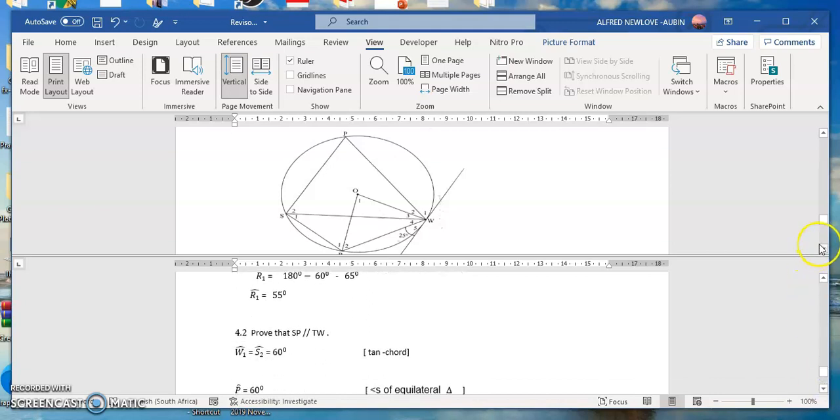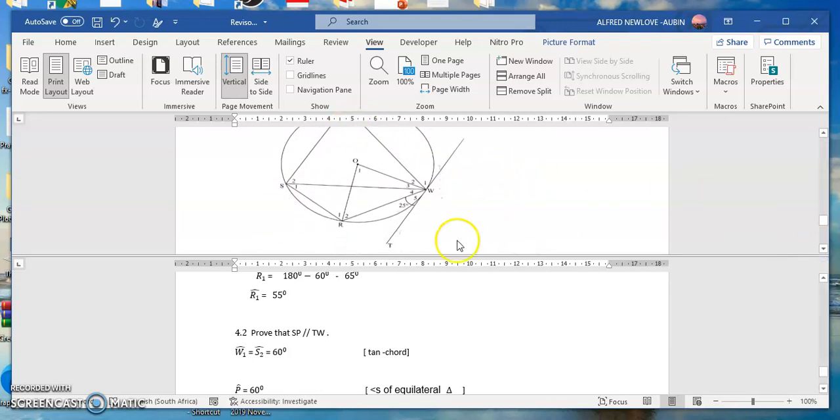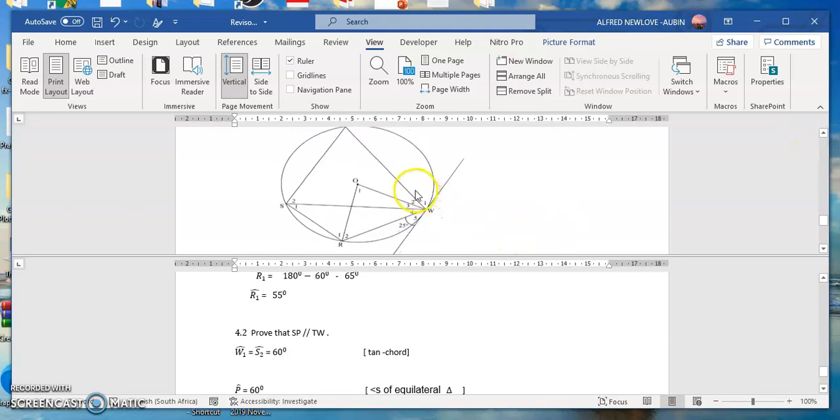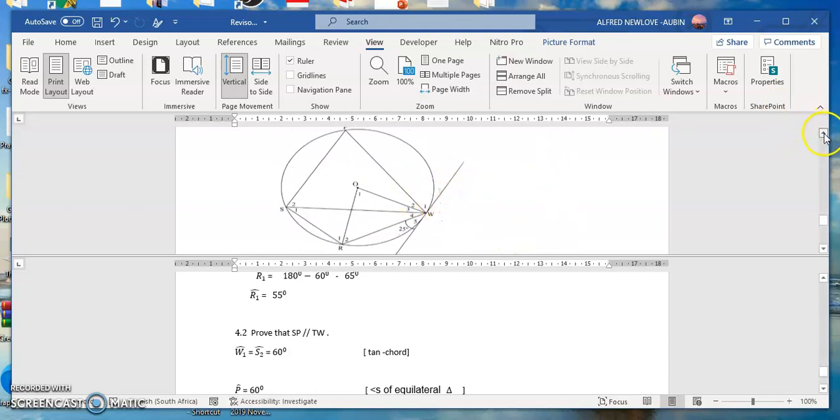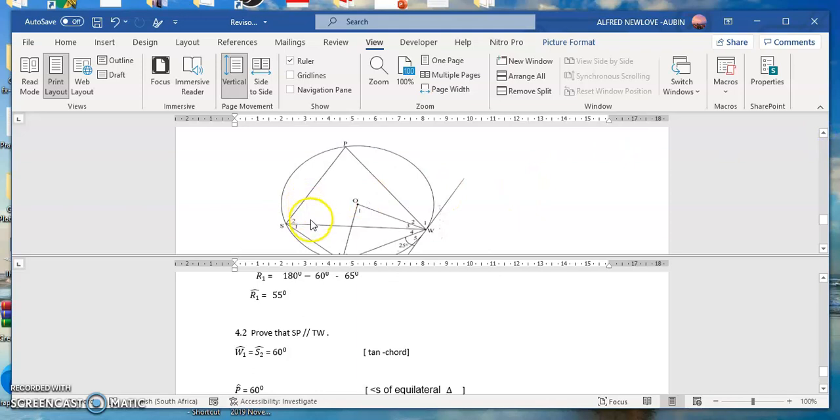Then the last question says, prove that SP is parallel to TW. Prove that SP is parallel to the tangent, which is TW. How are you going to prove that? We know that W1 is equal to S2 and is equal to 60. Where is W1? This W1 is equal to this S2.